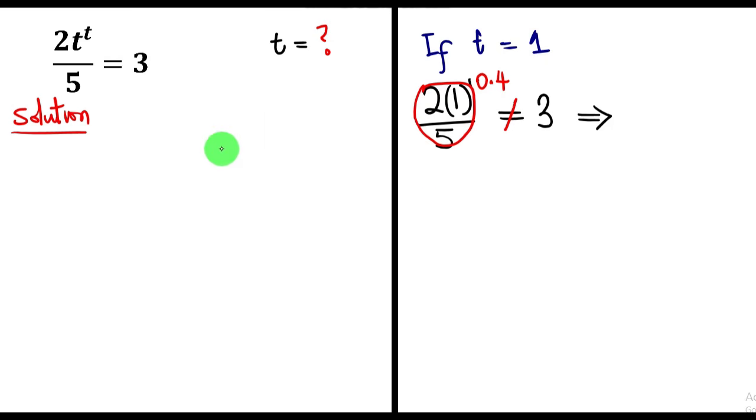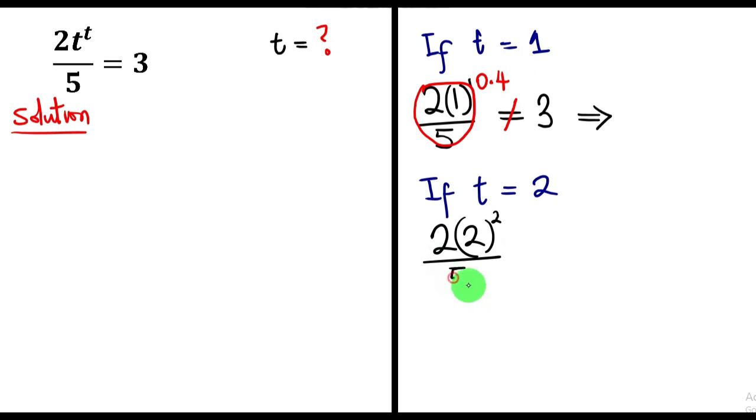So let's try again. Say t equals 2. We are targeting if this left hand side is going to be equal to this right hand side, that is, the whole of this left hand side is going to be equal to 3. Inserting that, we're going to have 2 as usual, then 2 raised to the power of 2 over 5. Is this going to be equal to 3? This 2 raised to the power of 2, that's going to be 4. Then 4 multiplied by this 2, that is 8.